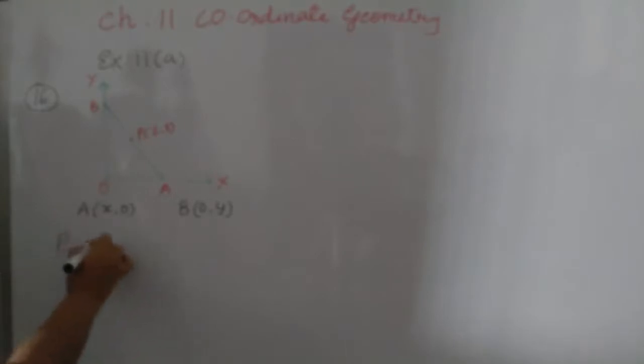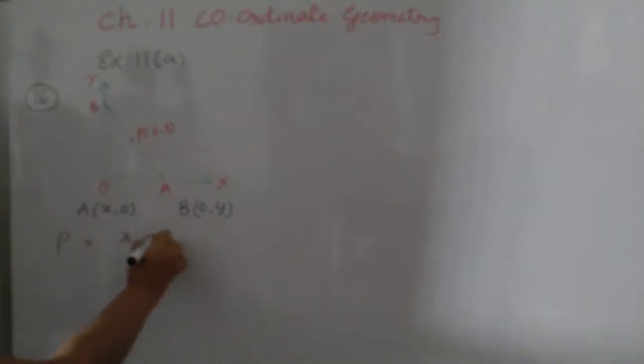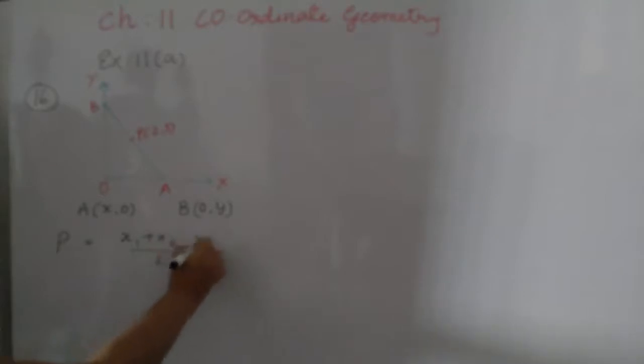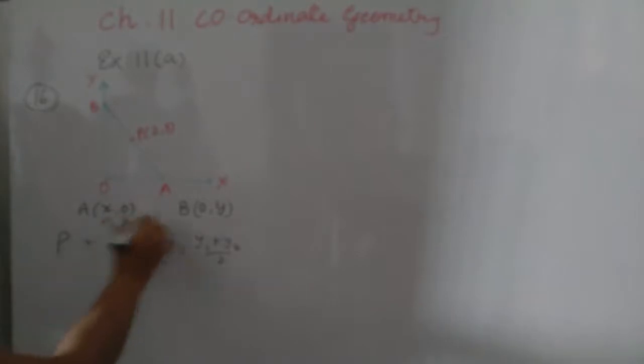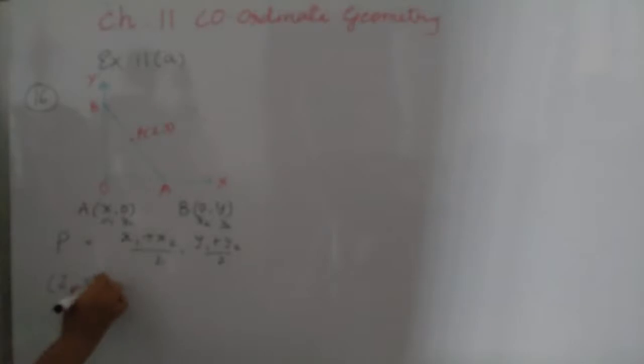So P is the midpoint here. So I can write x1 plus x2 by 2 and y1 plus y2 by 2. Here this is x1, y1, this is x2, y2. Now P is already known, 2, 3, the coordinates we are given. Now we substitute the values here, x1 and x2 and y1 and y2. So the x1 coordinate is x and x2 is 0, upon 2. y1 is 0 and y2 is y, upon 2. So we can compare the x coordinate with 2 and the y coordinate with 3 here.